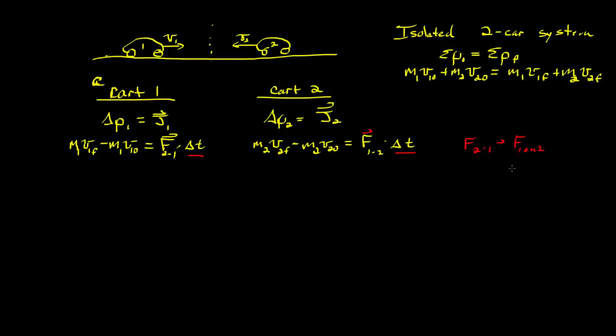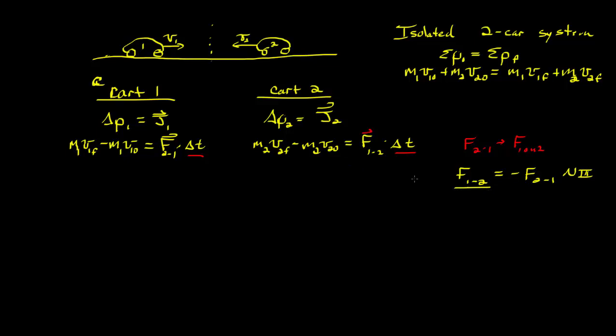well, that's Newton's third law. So the force of 1 on 2 is equal to the negative of the force of 2 on 1. That's Newton's third law, so equal magnitude, opposite directions. Those are the forces pushing on each other. So now we can make some substitutions. So the mass 1 v1 final minus, which one am I changing? Let's change this one, sorry.